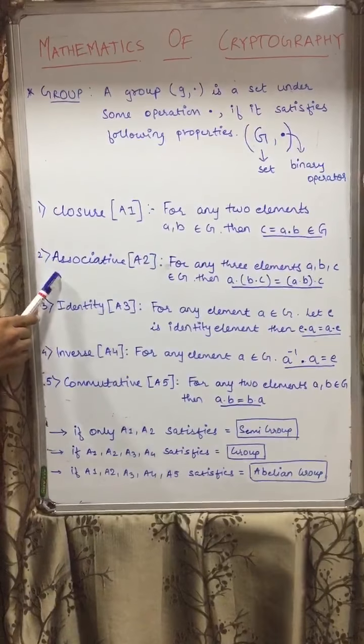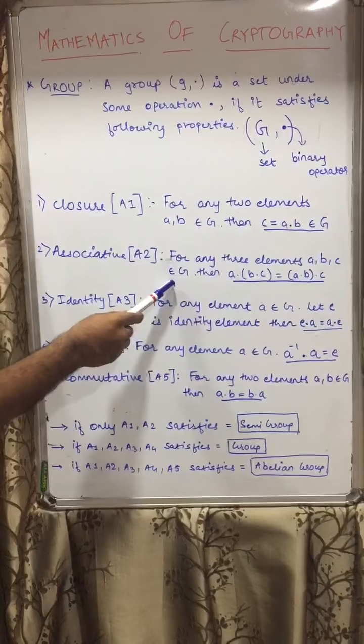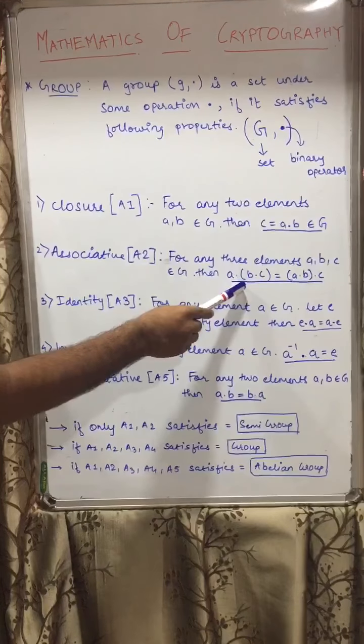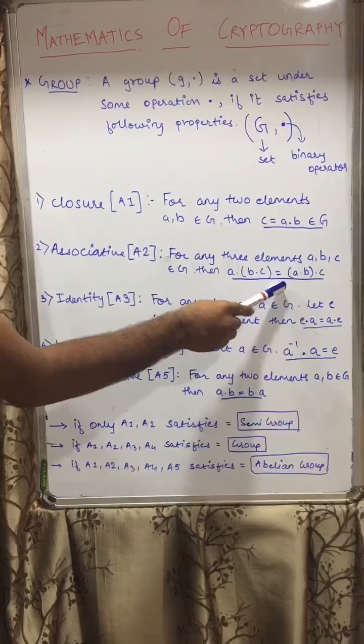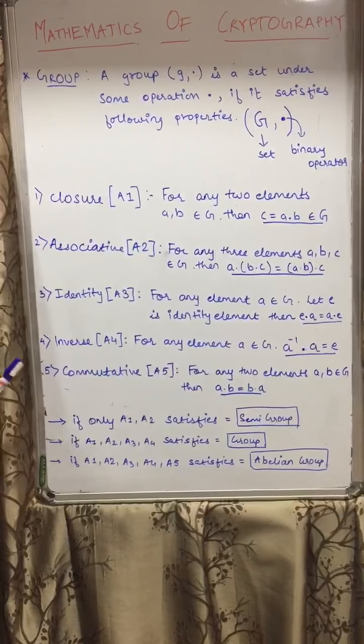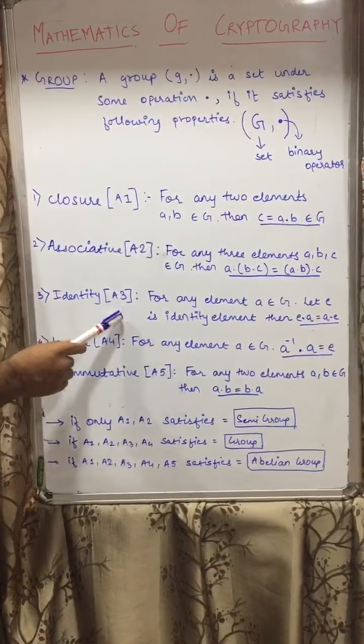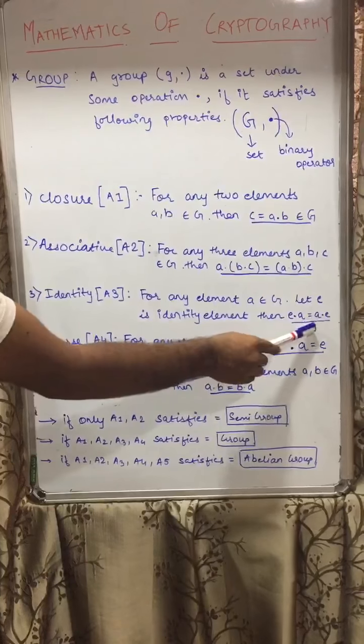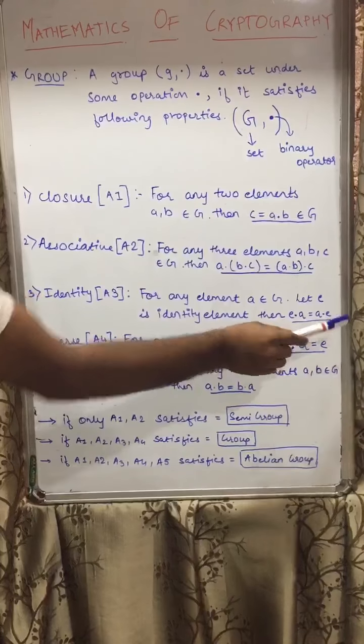Now the next property is associative property, A2. For any three elements A, B and C which belong to G, then (A dot B) dot C must be equal to A dot (B dot C). Now the third property is identity property, A3. For any element A belonging to G, let E be its identity element, then E dot A is always equal to A dot E.